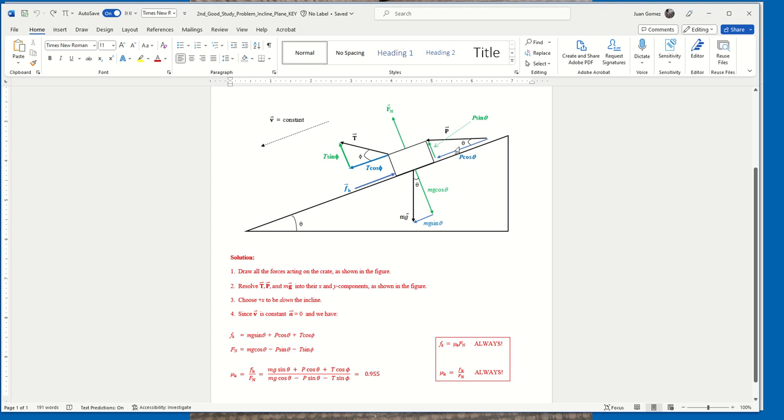Likewise, in the x direction, again, a is 0. So the three positive forces, P cosine theta plus mg sine theta plus T cosine phi, must equal Fk. And again, why? Because mu k is always Fk over Fn.